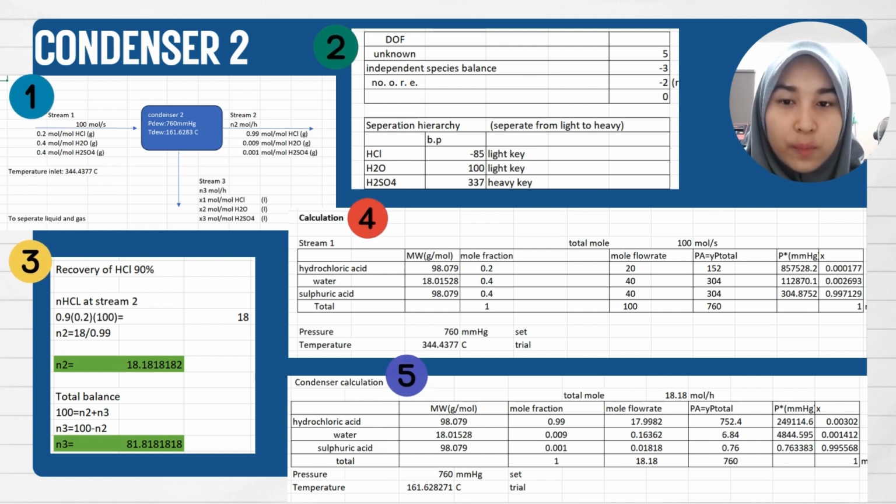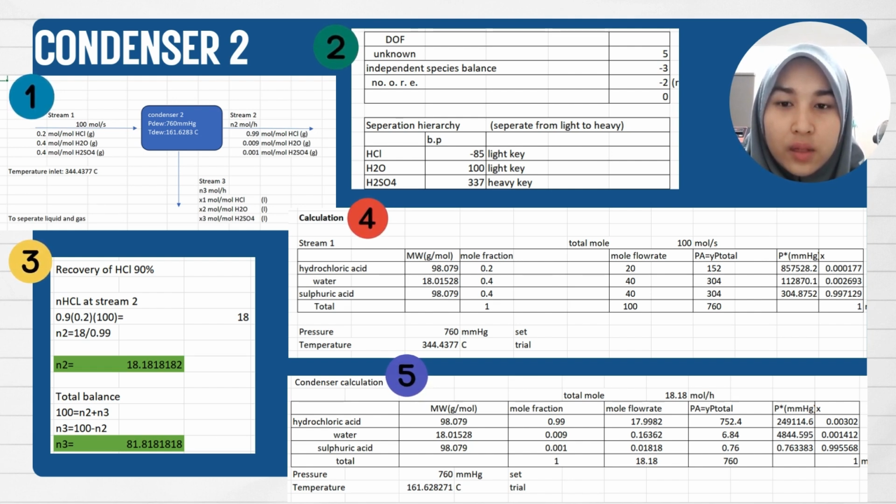For stream 2, since the recovery of HCl is 90%, we can calculate the number of moles of hydrochloric acid, which is 0.9 times 0.2 times 100, giving 18 moles. From that, we can also calculate the mole flow rate for stream 2, which is N2, by dividing 18, the number of moles of hydrochloric acid, by 0.99, and we get 18.18.